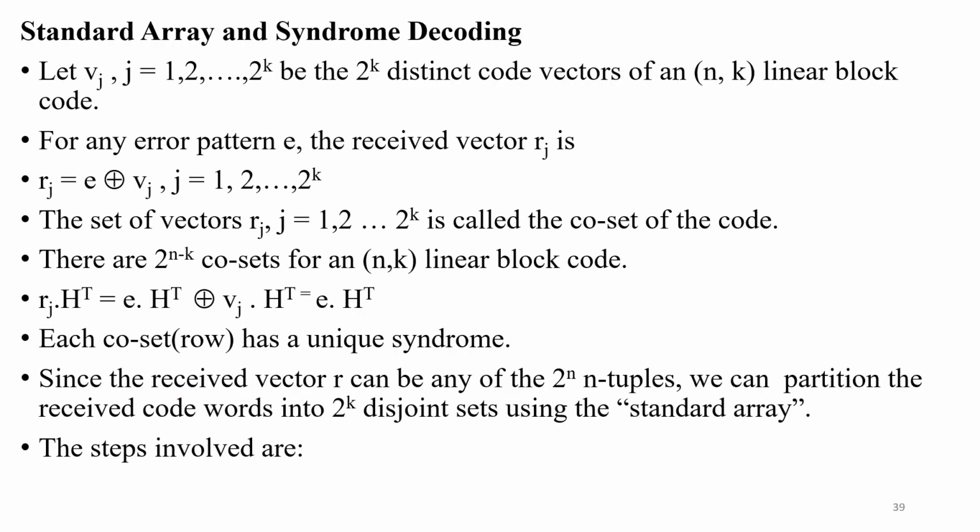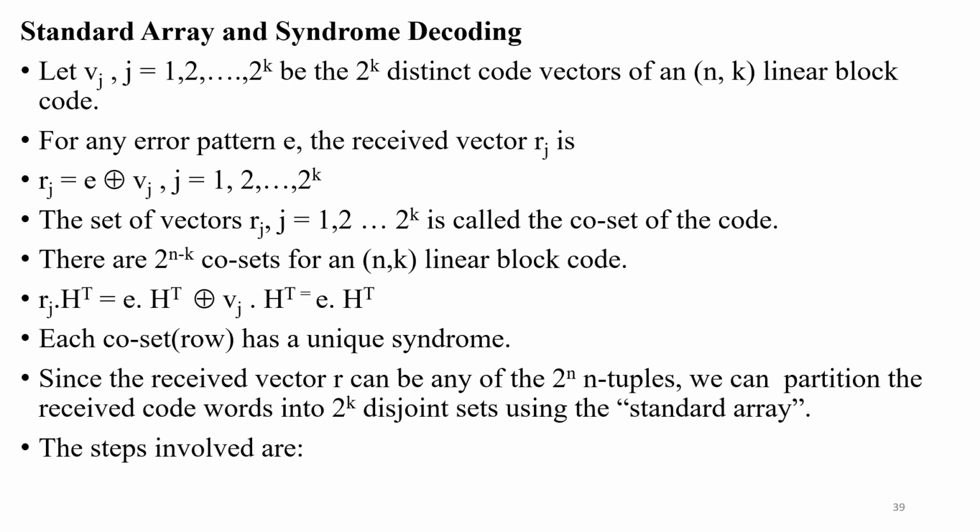Standard array and syndrome decoding. Let Vj, for j equal to 1 to 2^k, be the distinct code vectors for an (n,k) linear block code. For any error pattern E, the received vector Rj is Rj equal to E plus Vj. The set of vectors Rj is called the coset of the code. There are 2^(n-k) cosets for an (n,k) linear block code.